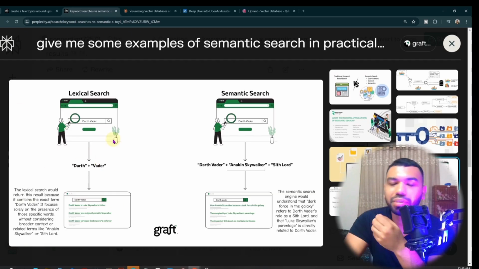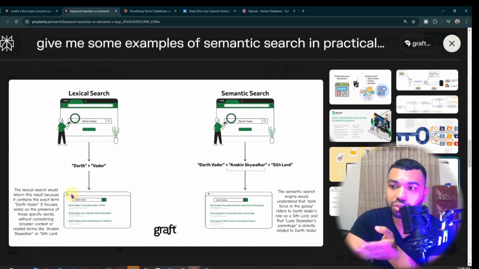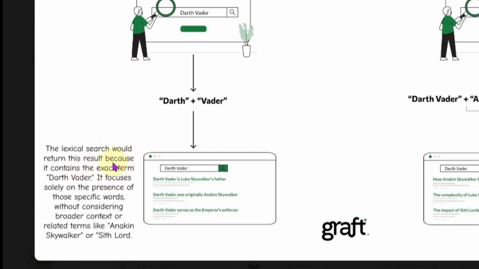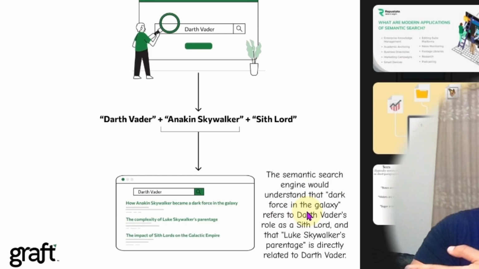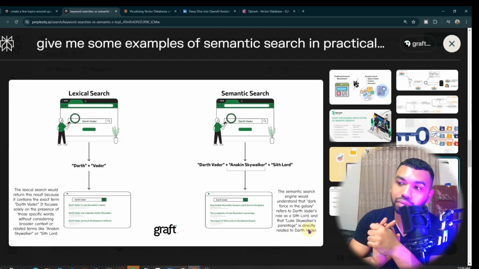For example, if you're using just a keyword search or a lexical search, it would return the results because it contains the exact term Darth Vader. It focuses solely on the presence of those specific words. While if you're using a semantic search, it would understand that dark force in the galaxy refers to Darth Vader's role as the Sith Lord, and that Luke Skywalker's parentage is directly related to Darth Vader. These are all possible because of semantic search.